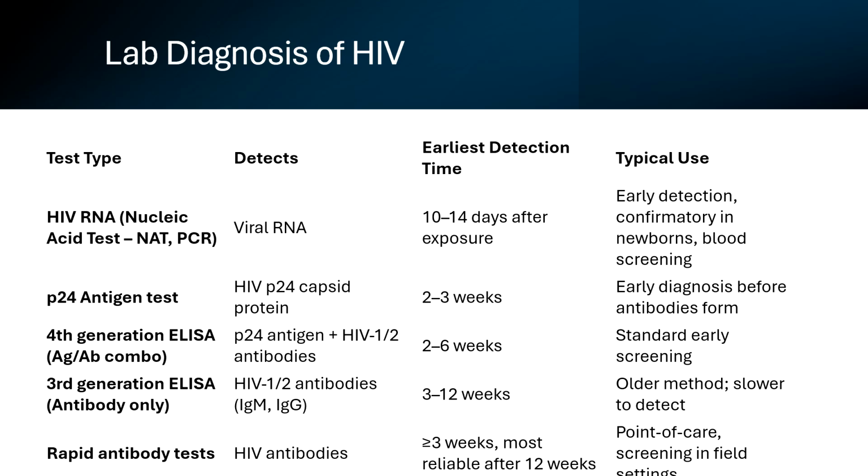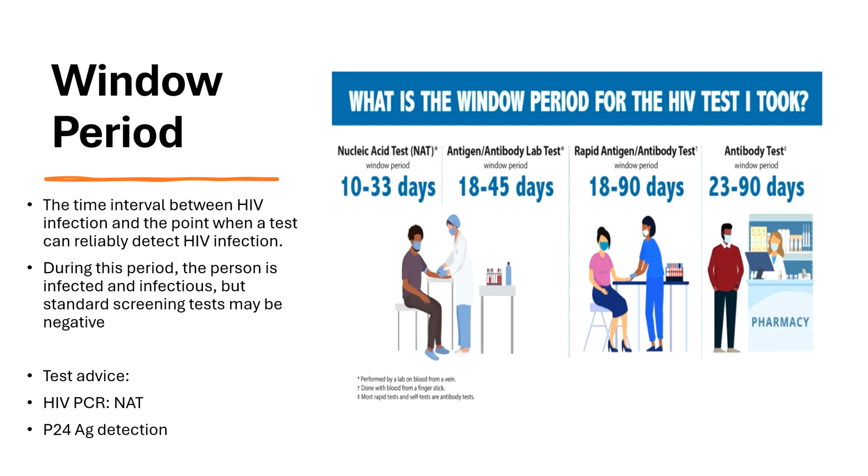Then comes the antigen. Which antigen? That is the P24 antigen. That comes within 2 to 3 weeks, followed by the fourth generation test, which detects both antibody as well as antigen, that is the P24 antigen. So it will become positive within 2 to 6 weeks. Then comes our routine testing, the third generation ELISA, which comes within 3 to 12 weeks. And later on, around 12 weeks, it is the point of care test, that is your HIV tridot or lateral flow assay.